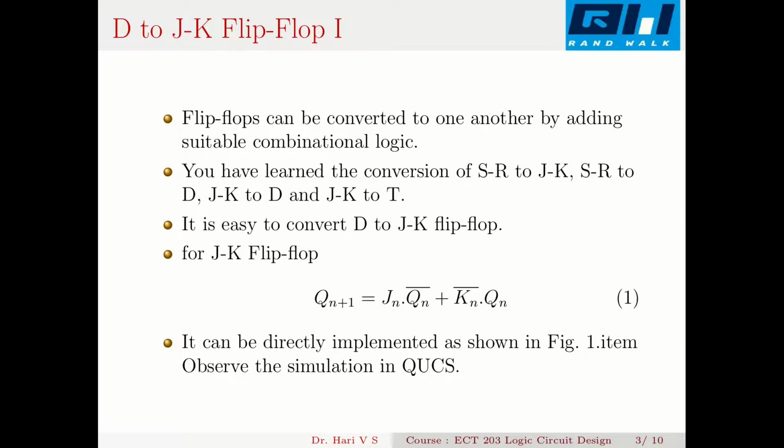Now it is very easy to convert a D flip-flop to a JK flip-flop, because for a JK flip-flop we know that the model is Qn plus 1 equals Jn Qn bar or Kn bar Qn. So it can be directly implemented, because if this function is given to the D input of the flip-flop, Qn plus 1 will be Dn. That is a property of a D flip-flop. Qn plus 1 is Dn, that's the previous input. So if I give this input to the D input, then the D flip-flop becomes a JK flip-flop.